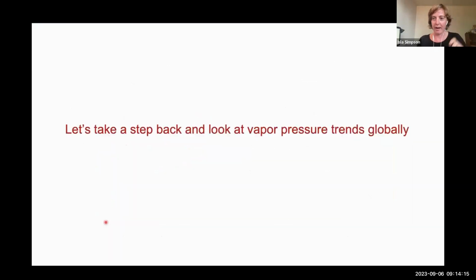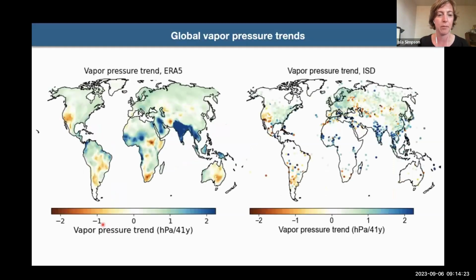So to try and distinguish between those 3 possibilities, I'm going to take a step back and look at what is happening to vapor pressure trends globally. Here are the global trends in vapor pressure. We've got ERA5 on the left, and then the stations on the right. There's pretty good agreement where we have stations. Of course, there are vast areas of the globe where we don't have a lot of station data.